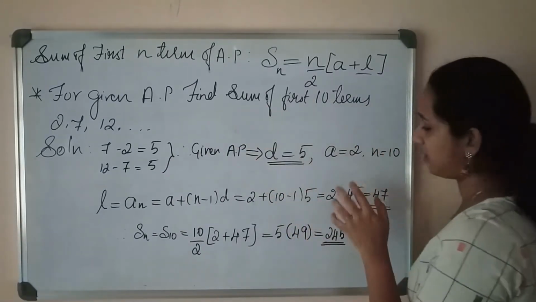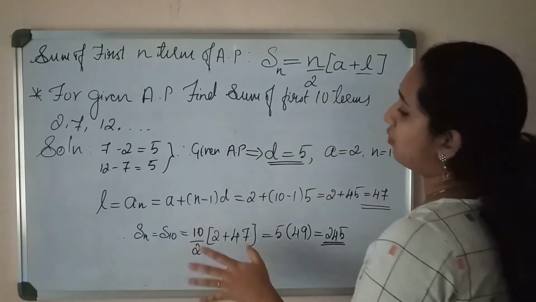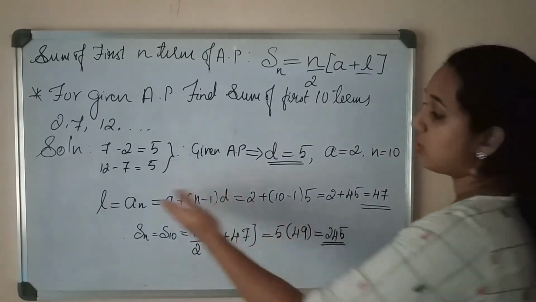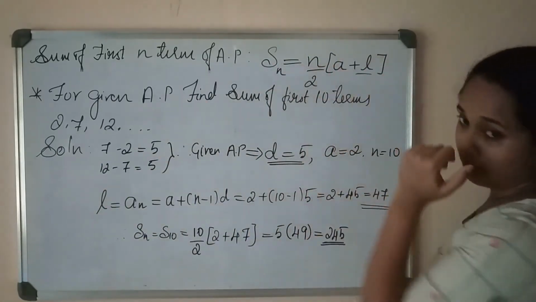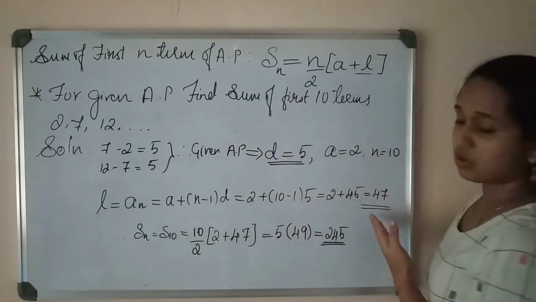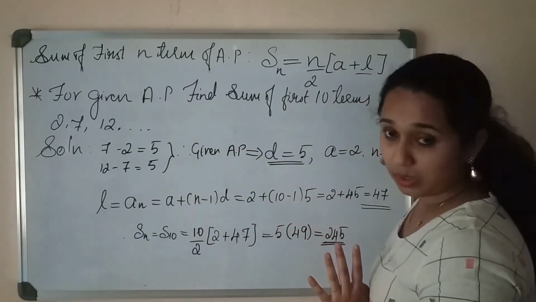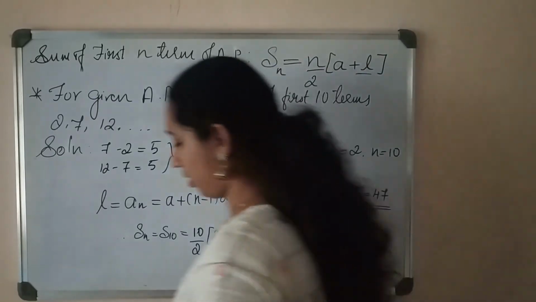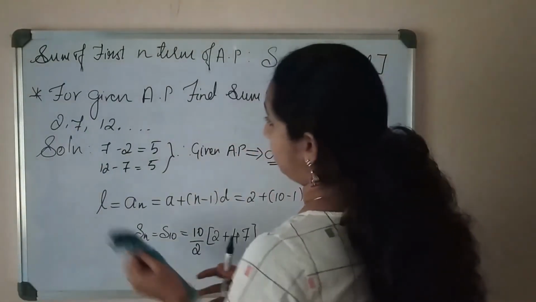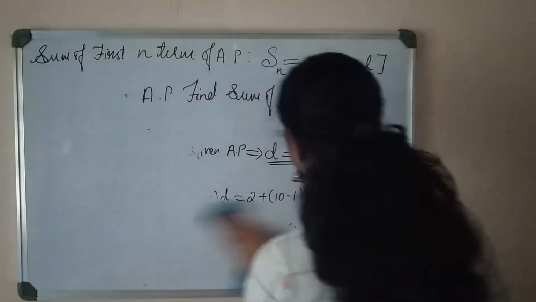A is given, and n they have mentioned in the question. Once you get this, compare with the formula whether you have all the data. You have to find L. L is nothing but our last term, and the last term formula is this one. Substitute that, and you're going to get the Sn. So this is one type of problem. We'll see the next problem. I hope you guys understood this.